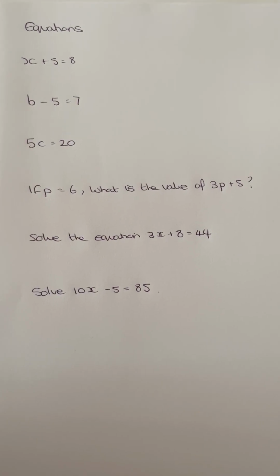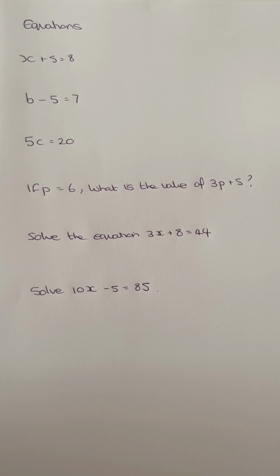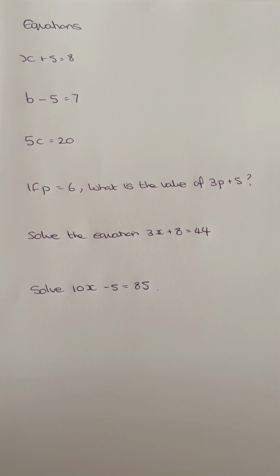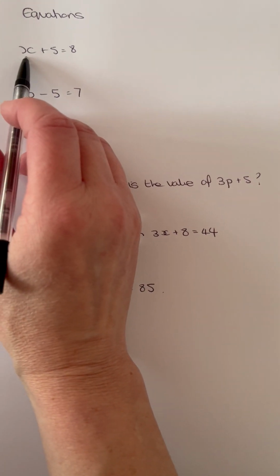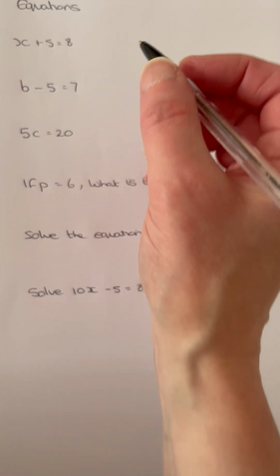Hi, today in algebra we're looking at equations. So the first equation is x plus 5 equals 8. So we need to think of the letter just being a missing number.